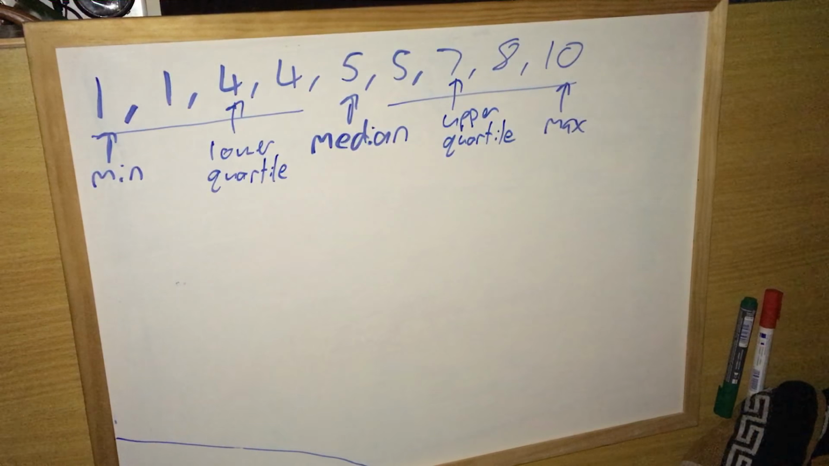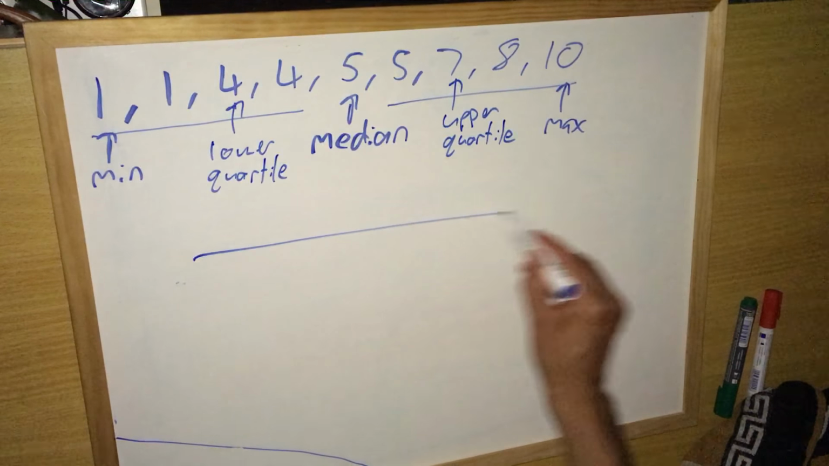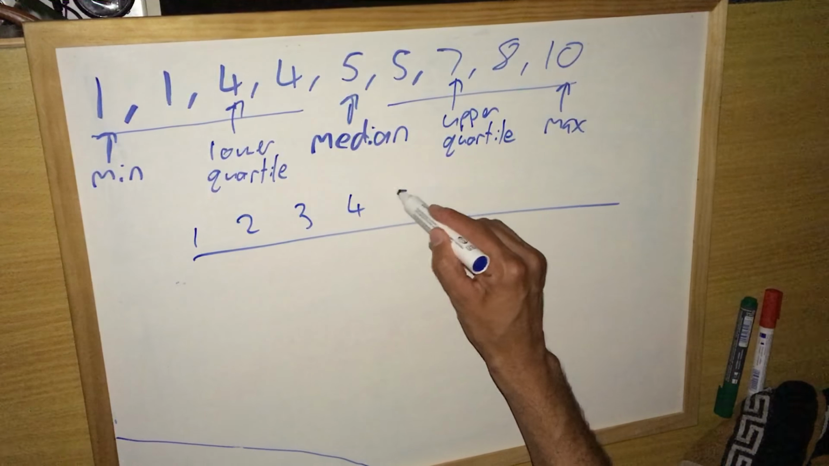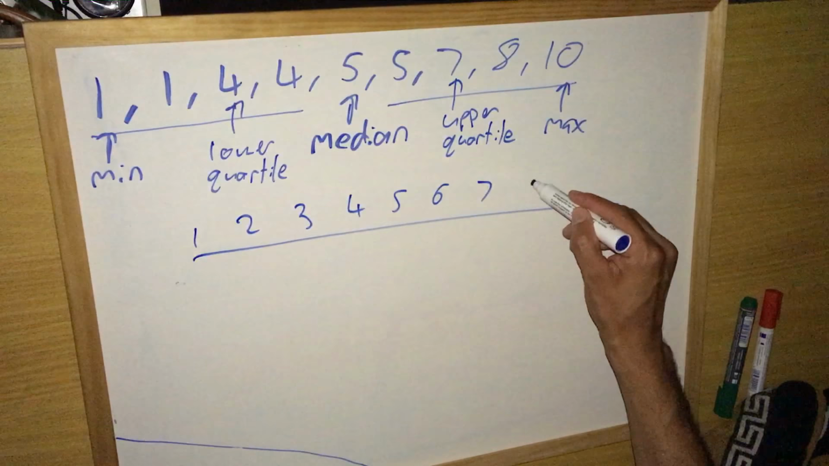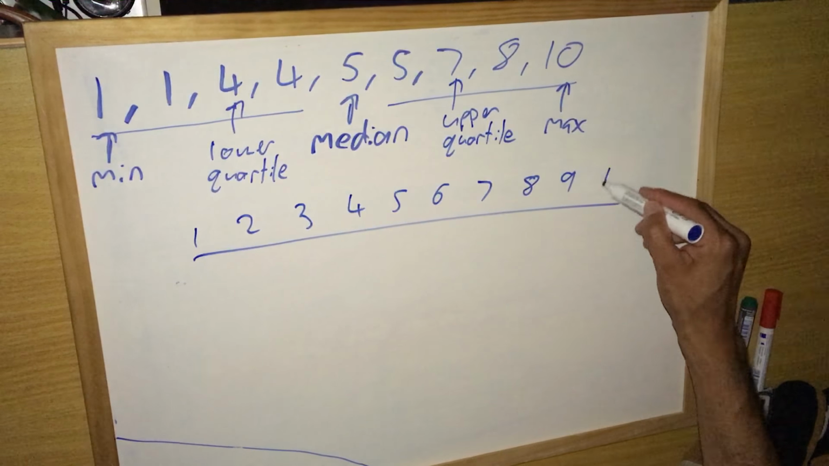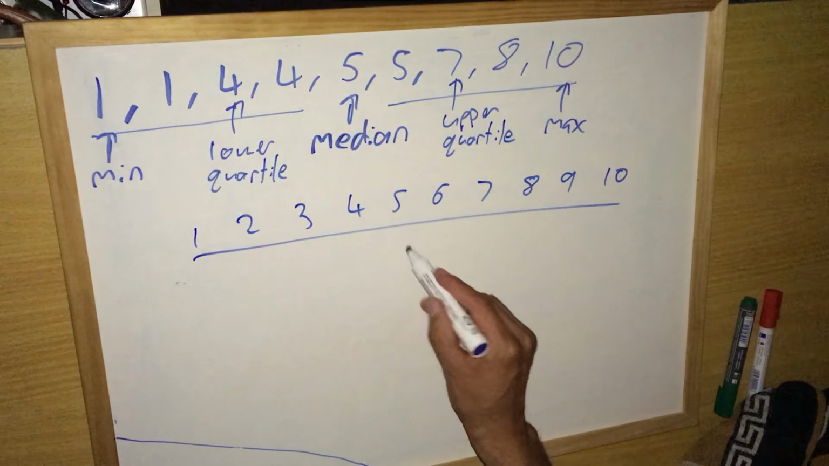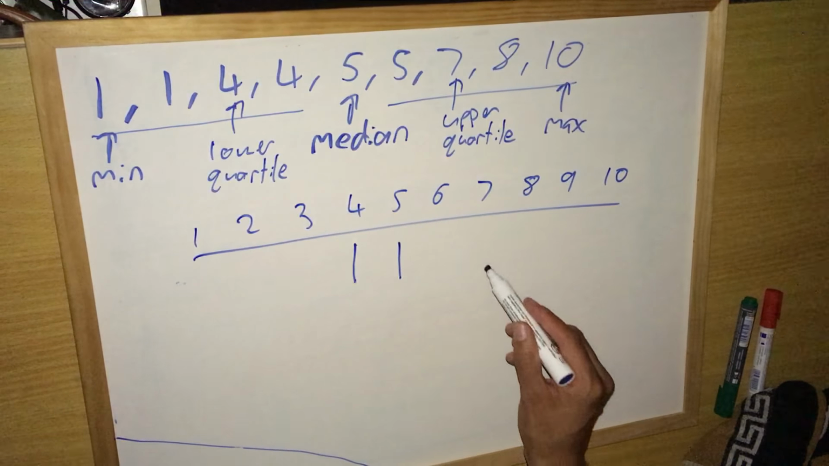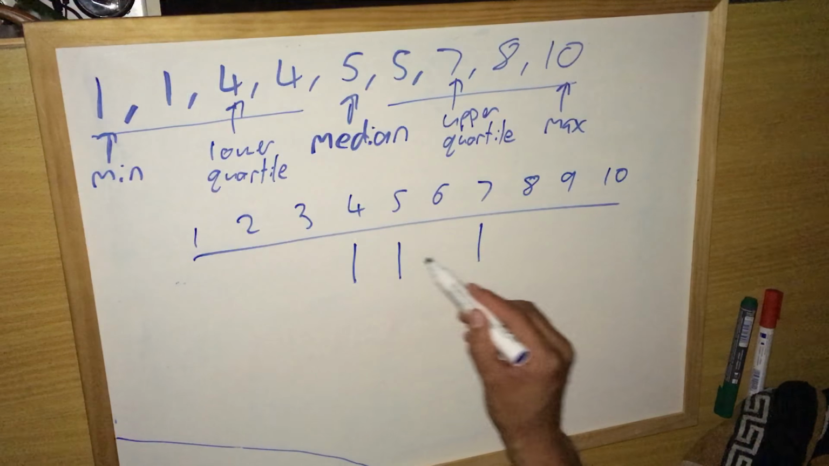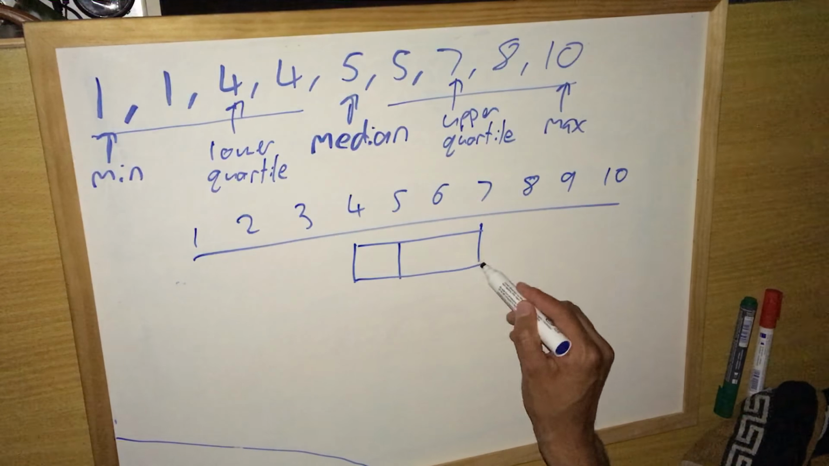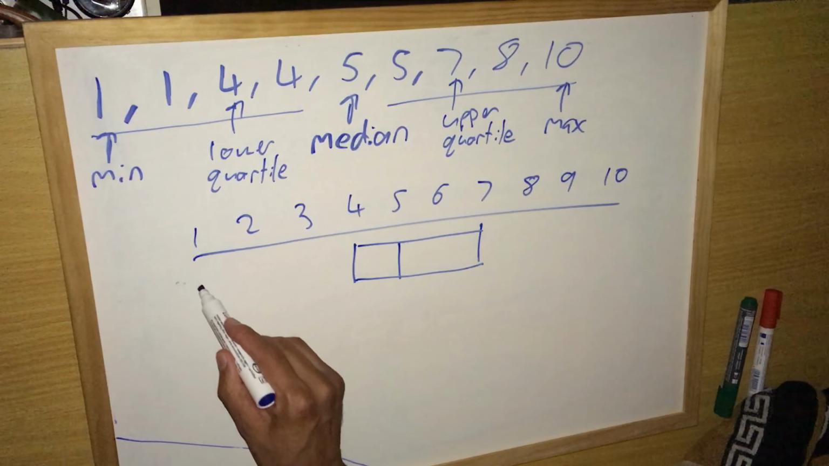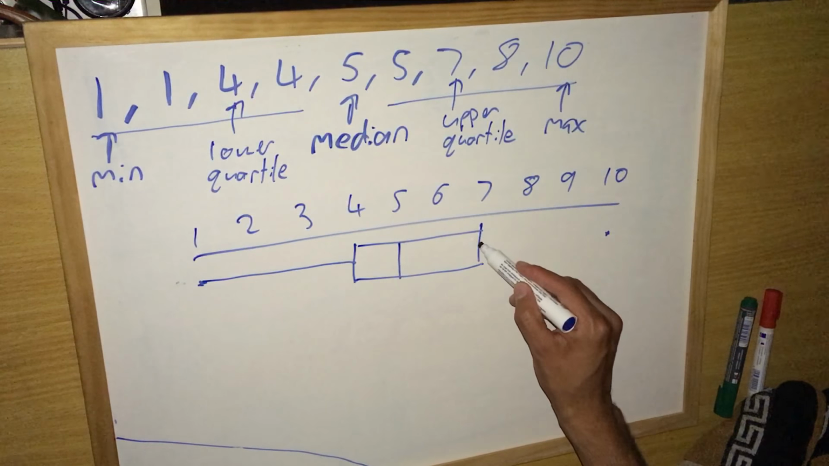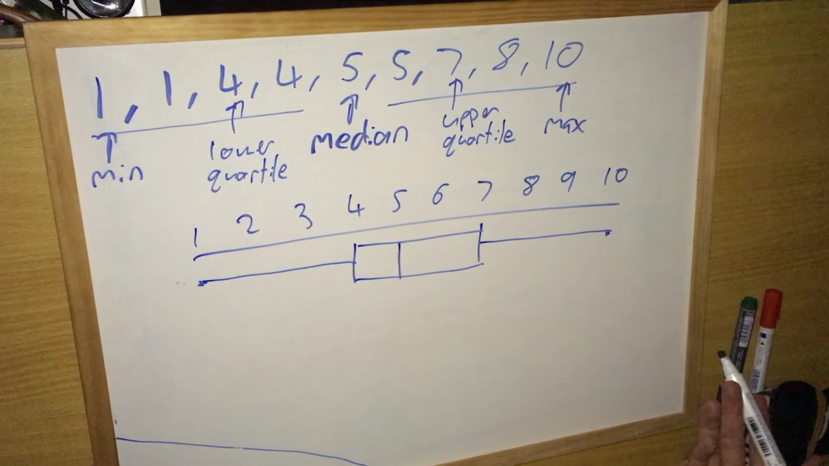Now to make a box and whisker graph, we'll just make a line to plot on. We've got 1, 2, 3, 4, 5, 6, 7, 8, 9, 10. And our median was 5, so I'll draw a little line here. The lower quartile was 4. Upper quartile was 7. So that's my little box for the box and whisker. The minimum was 1, so I can draw 1 whisker here. And the maximum was 10, so I can draw another whisker here. So this is our box and whisker graph.